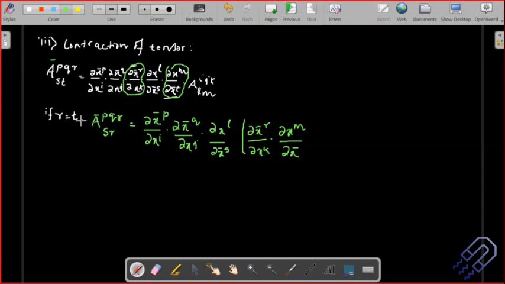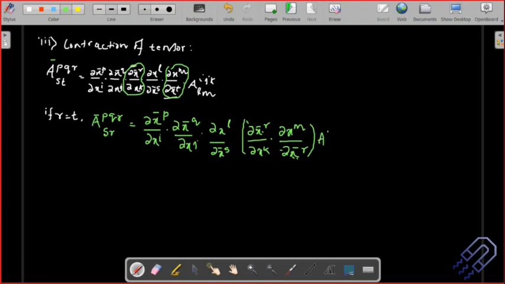Instead of t, r is equal to t, so I'll replace t with r and write r here. So straight away you see that this term and this term will cancel out, and you will get del xm by del xk, and this is actually nothing but the definition of Kronecker delta. Okay, and that is the thing that we are going to do now.